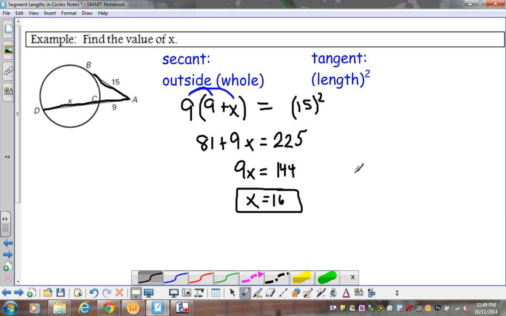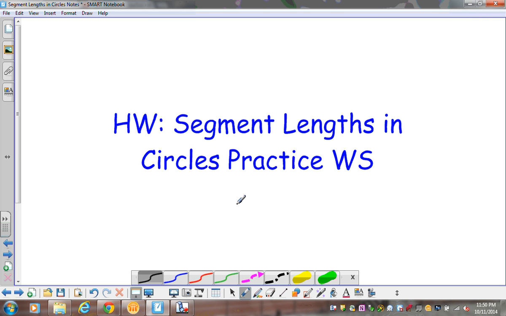All right, so again, secant segment, outside times whole; tangent segment, take whatever its length is and square it; and then chord, it's just piece times piece. All right, and that's it, guys. Now that's going to wrap up circles.